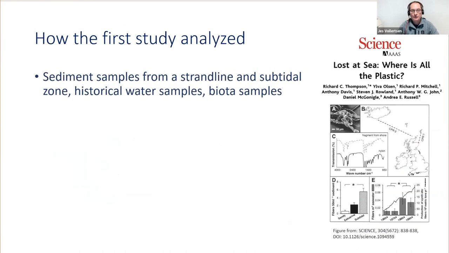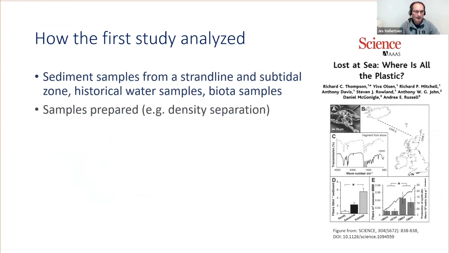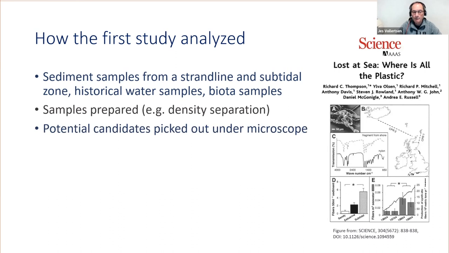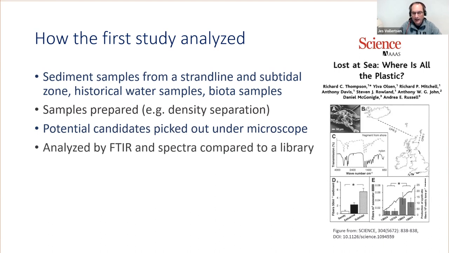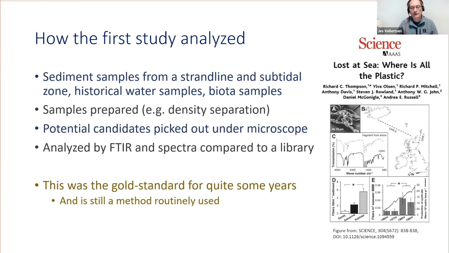The first studies analyzed for microplastics by collecting a sample, for example a sand sample from the strand line on the beach, and then preparing a density separation using simple salts like sodium chloride, then picking out potential plastic candidates under the microscope and analyzing using Fourier transform infrared spectroscopy. This technique, FTIR, is a very old, well-known technique that can tell you which material you are looking at, especially organic materials. And this was the gold standard for quite some years.